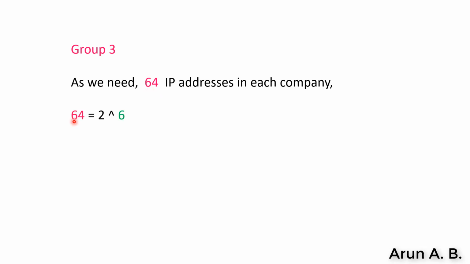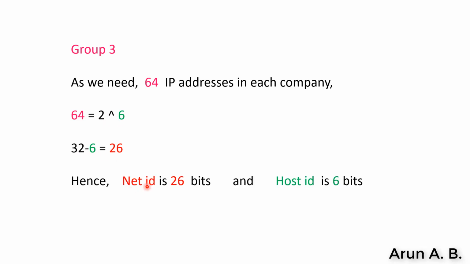So that can be obtained like this. 64 IP addresses can be obtained by 2 to the power of 6. This indicates that 32 minus 6 will give us 26. Therefore the number of bits in the net ID will be 26, whereas the number of bits in the host ID will be equal to 6.